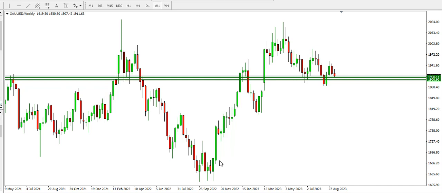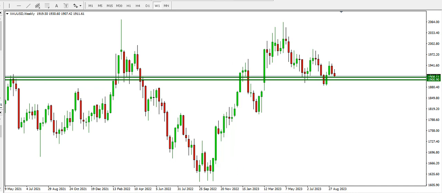Today we'll be looking at how we can trade gold, EURUSD, GBPUSD, and USDJPY on the smaller time frames. But before we dive into the smaller time frames, let's look at what has happened on the higher time frames. Okay, I'll be starting with gold, XAUUSD.